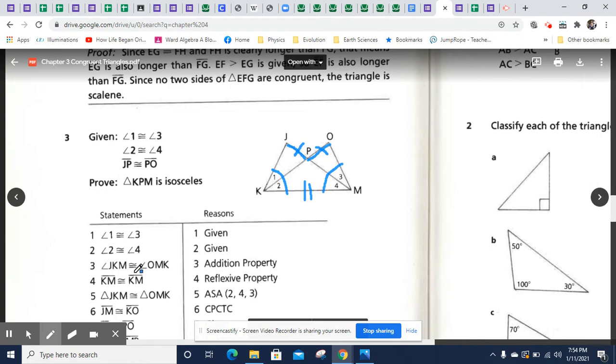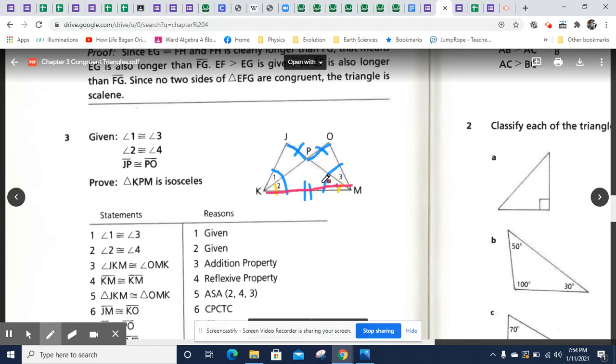So what we're using now is JKM. So we're saying triangle JKM is congruent to triangle OMK, which was what I anticipated would likely be the thing. I'm going to label another angle because we'll need it. So angle 2 and angle 4 being congruent is important as well. And let's label this side as congruent to itself.